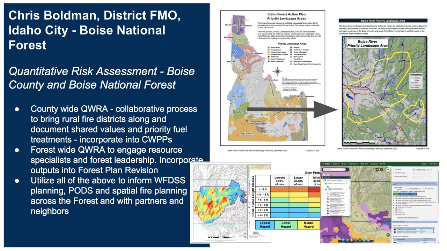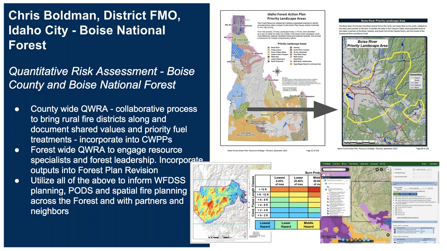Chris Boldman, who is a district FMO here in Idaho, on the Idaho City District, is currently detailed to the regional office for Region 4, and he's been working very closely with Boise County and the Boise National Forest to start some of this collaborative process and the beginning stages of that quantitative risk assessment work, identifying values. He was really interested in bringing along some of the rural fire districts in Boise County that have traditionally been a little bit hesitant to get involved in forest level planning. By working with the county and developing some of these outputs specifically for the county, it's been really useful for him to share those results at the county level and then bring some of those partners along. And as we develop more for the risk part through the next several months, he's also going to be adapting that to some of the forest uses. They're also revising their forest plan and are hoping to use some of these outputs to inform that planning. So that's just a smattering of examples out in the field.